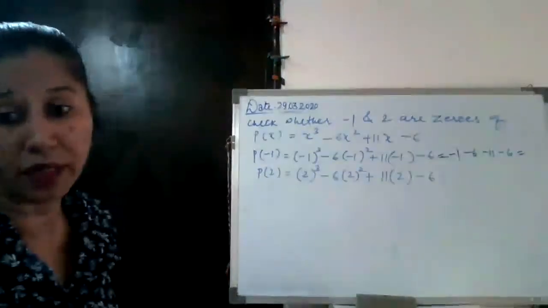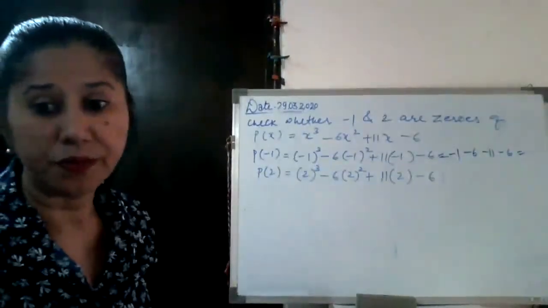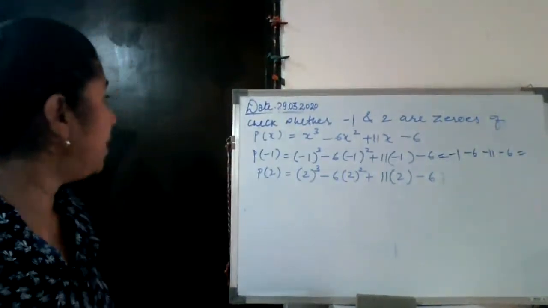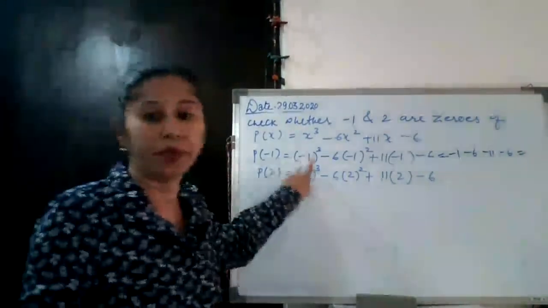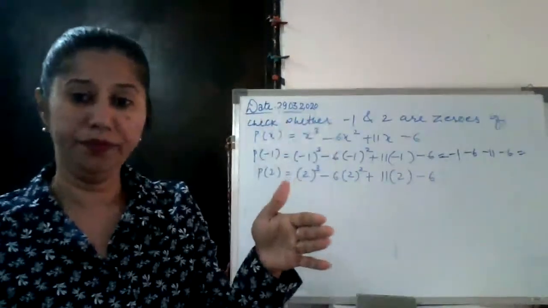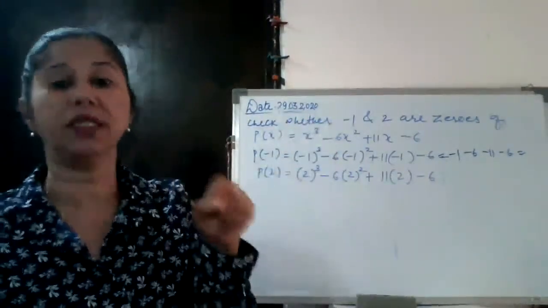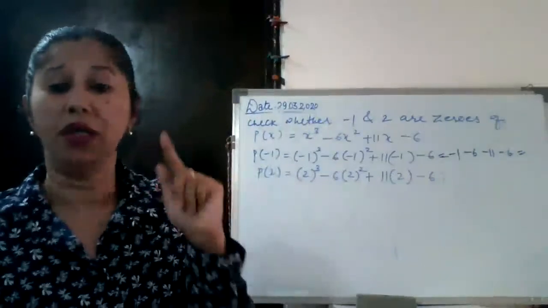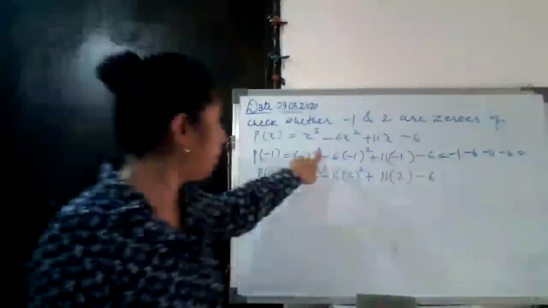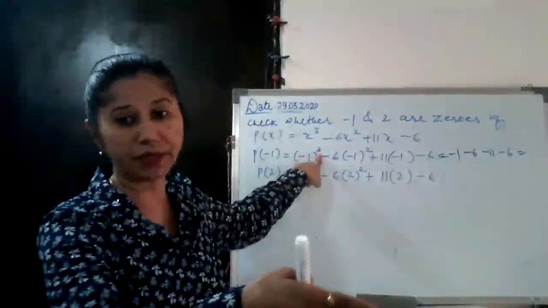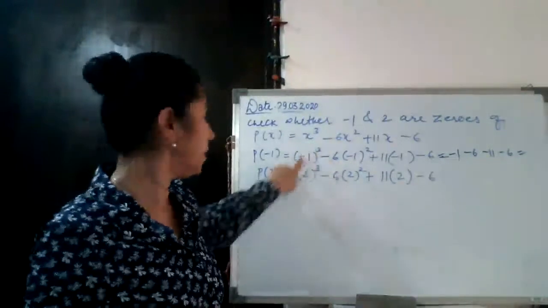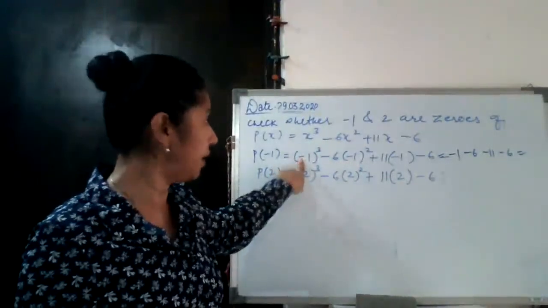What about P of minus 1? Would you get it? Minus 1 cube. Please remember, 1 raised to any power is going to be 1. But when it is minus 1, you have to check whether it is an odd power or even power. If the power is odd, the answer is minus 1. If the power is even, the answer is plus 1. So this is minus 1.